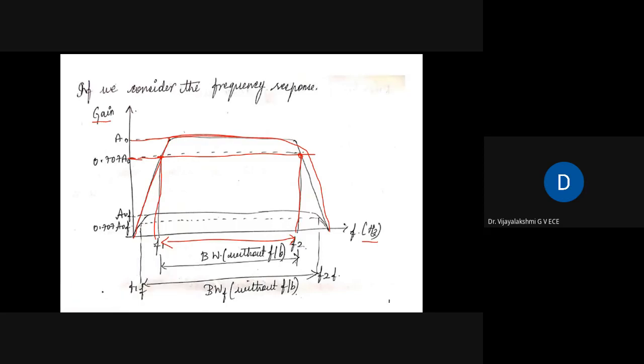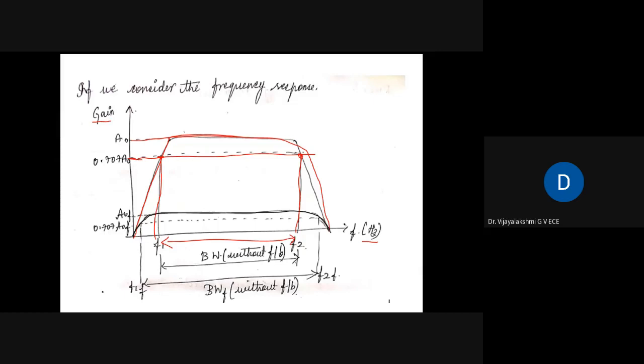So if you plot, the response is coming like this. Now you can observe from this plot that with feedback, the gain has come down. Earlier it was A naught, right? Now the gain has come down, so I'm indicating this with A naught F. The gain has come down, but you can see the bandwidth has increased.